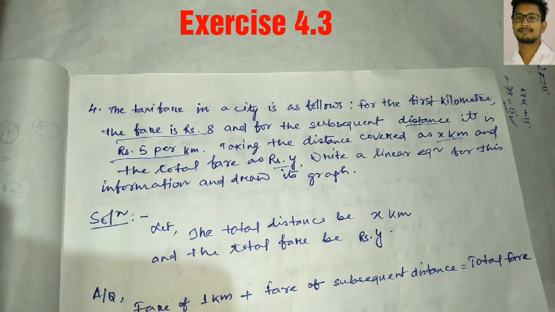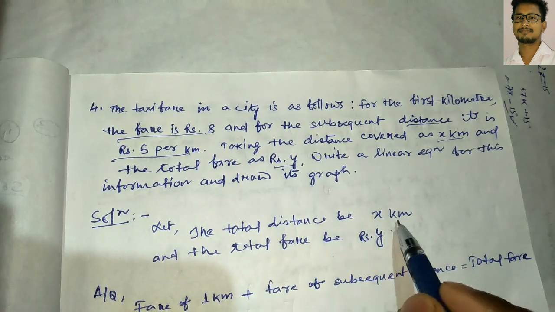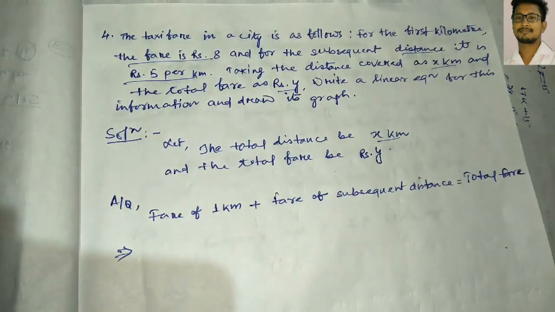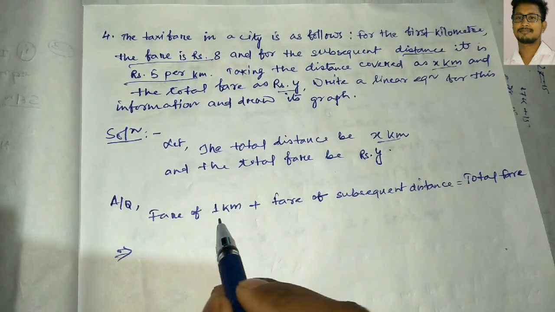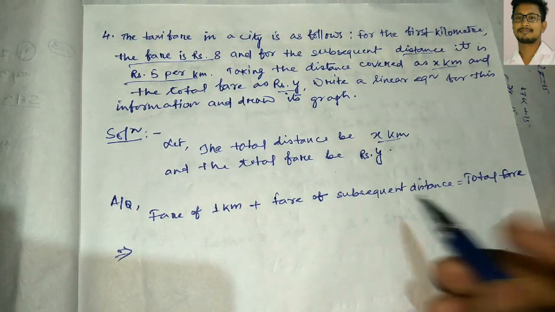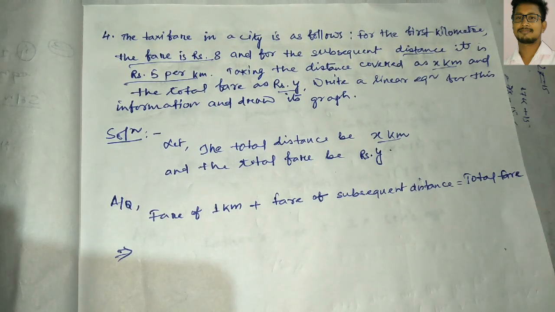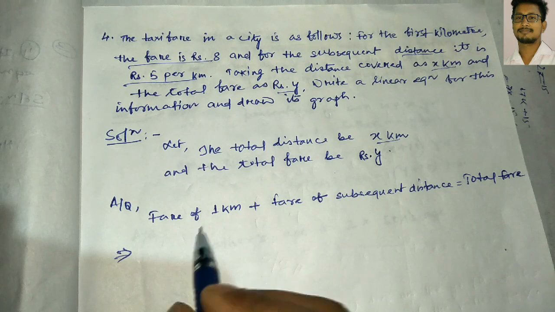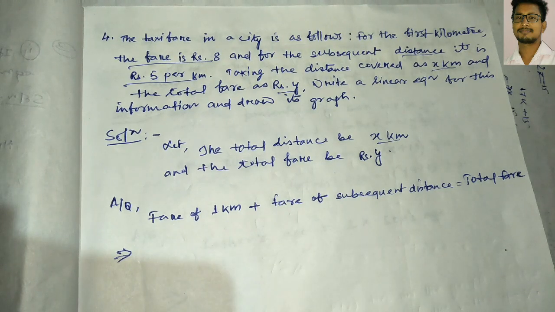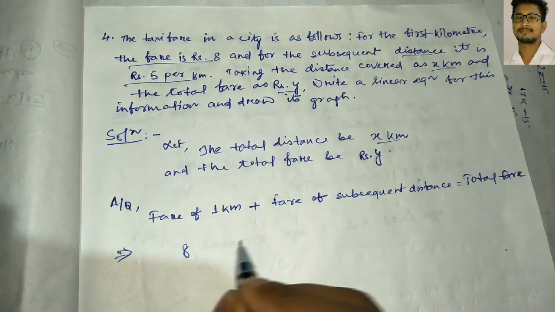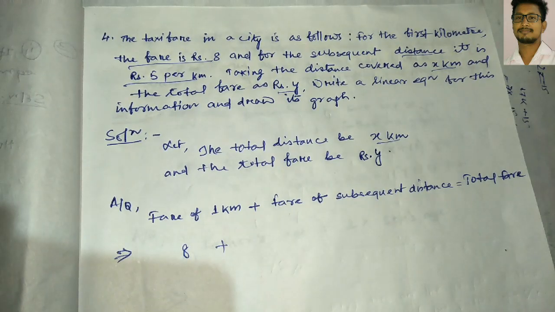So let us consider the total distance be x kilometer and the total fare be y. Now according to the question, fare of the first kilometer plus fare of the remaining distance, that means subsequent distance, equals the total fare, yes or no? So when we add all these distances with the rupees, we will get the total fare. Clear? So for the first kilometer, according to the instruction given, we have to pay rupees 8 plus.